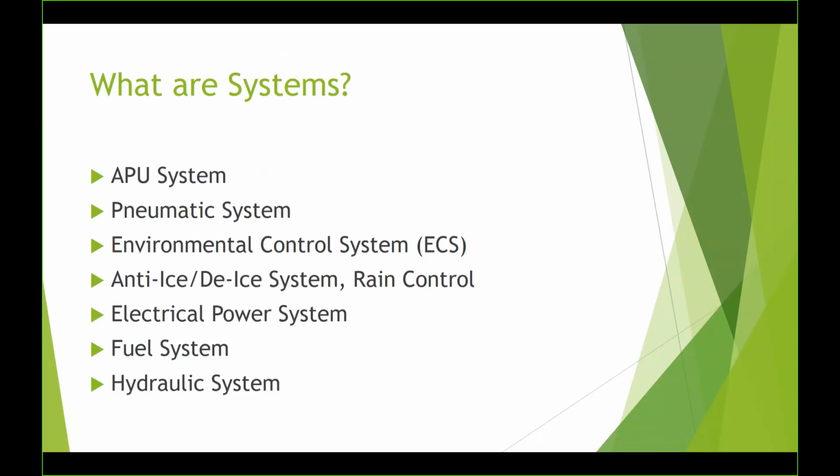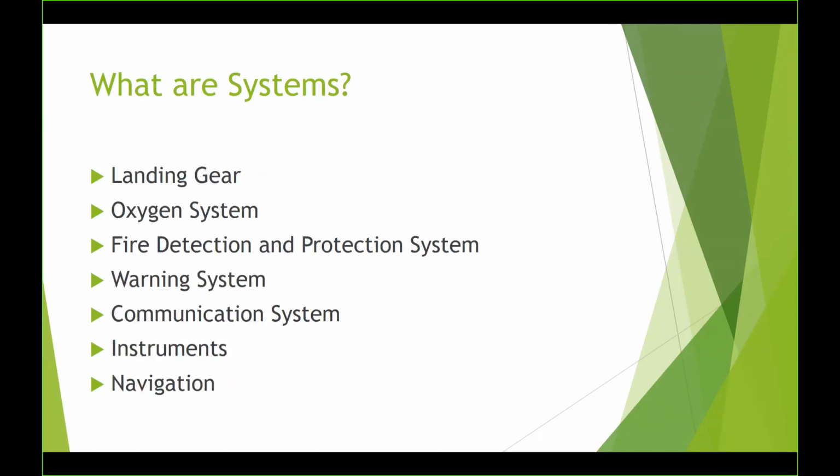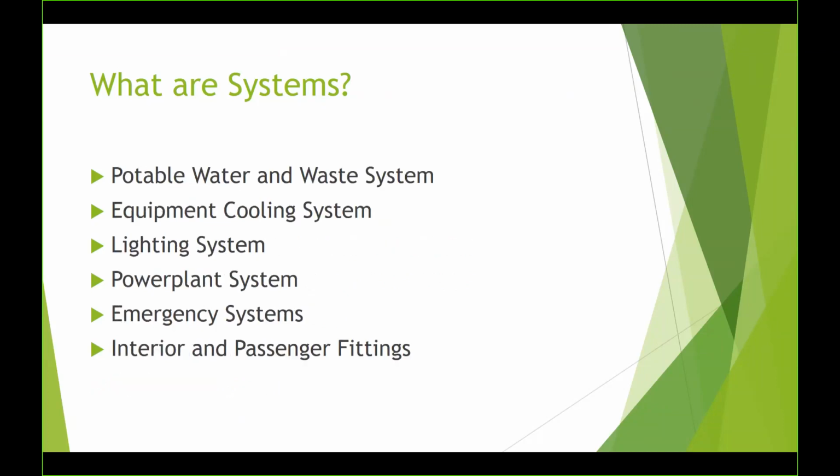You guys got a lot of these. But landing gear is also considered a system. Oxygen, fire detection, protection was brought up. Warning systems, communications, instruments, navigation, potable water and waste. People need to go poop and pee when they're in the air. People need drinks of water.